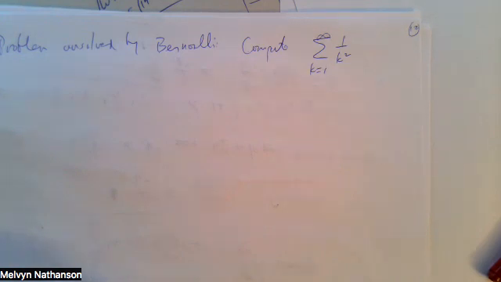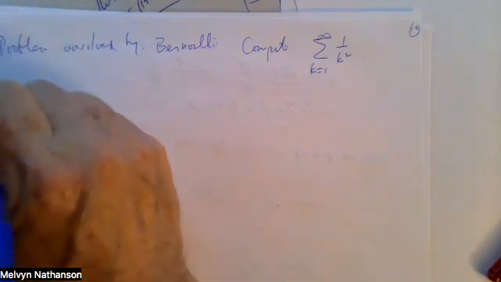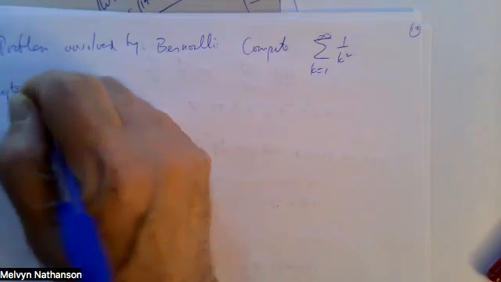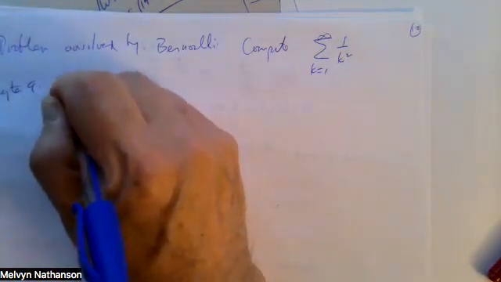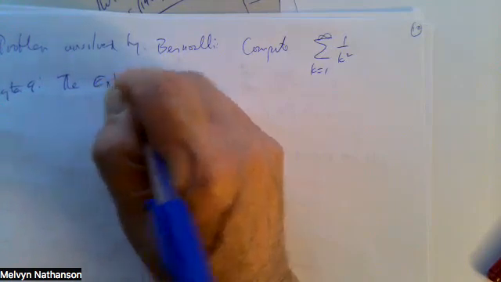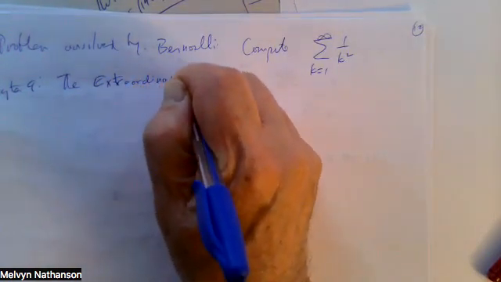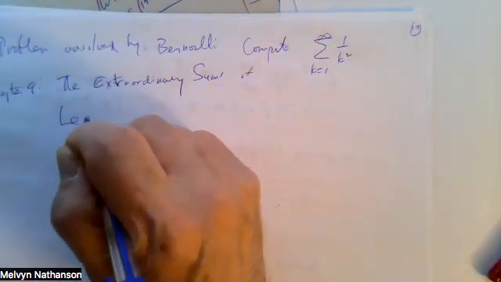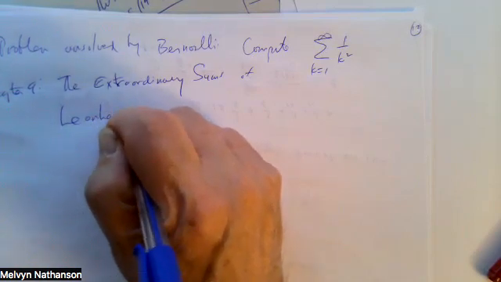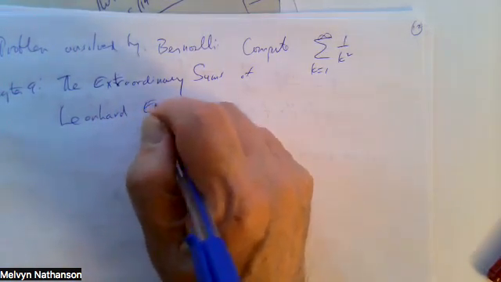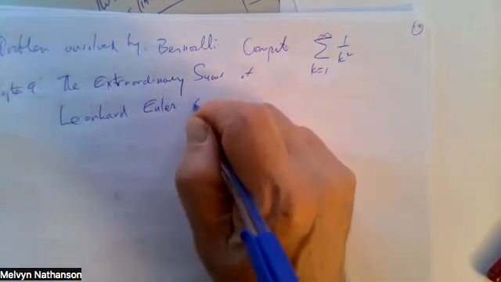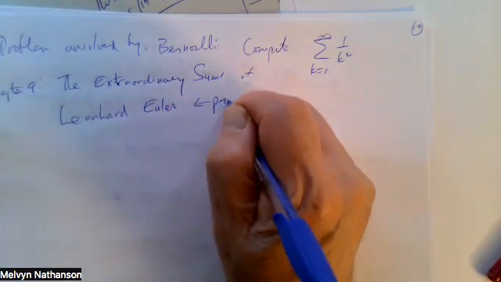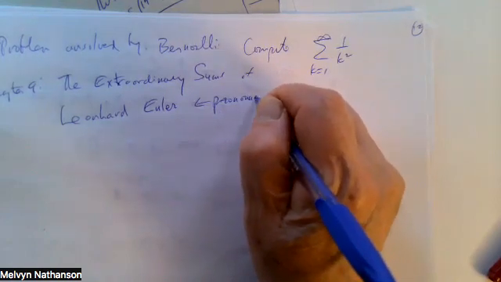And this is what we discuss in the next chapter. The next chapter, chapter 9, is called The Extraordinary Sums of Leonhard Euler, E-U-L-E-R, and this is pronounced Euler.